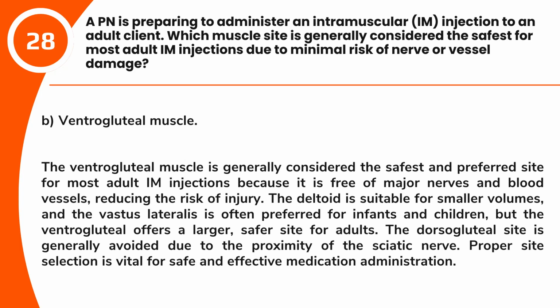Answer: B. Ventrogluteal muscle. The ventrogluteal muscle is generally considered the safest and preferred site for most adult IM injections because it is free of major nerves and blood vessels, reducing the risk of injury. The deltoid is suitable for smaller volumes, and the vastus lateralis is often preferred for infants and children, but the ventrogluteal offers a larger, safer site for adults. The dorsogluteal site is generally avoided due to the proximity of the sciatic nerve. Proper site selection is vital for safe and effective medication administration.